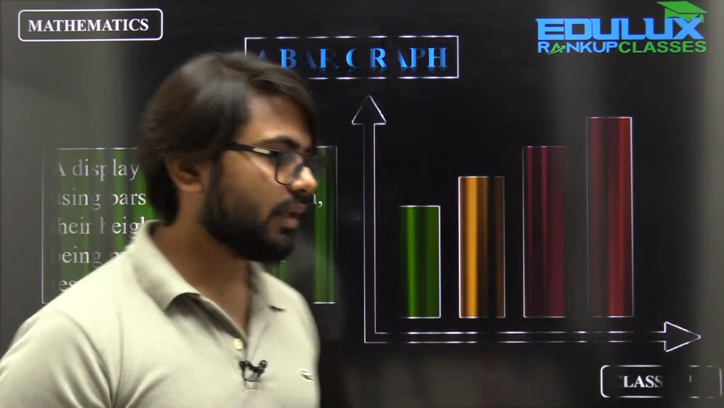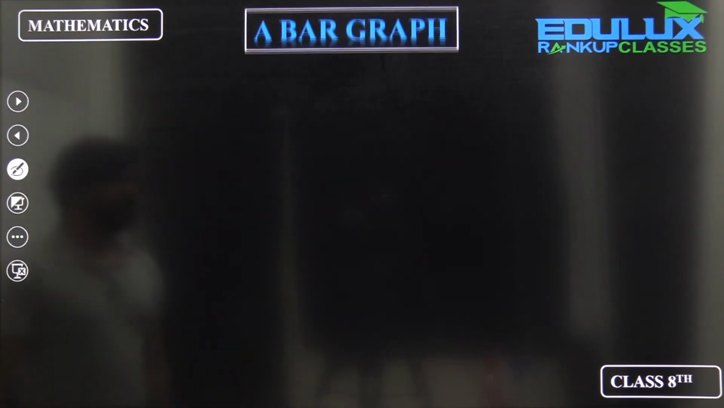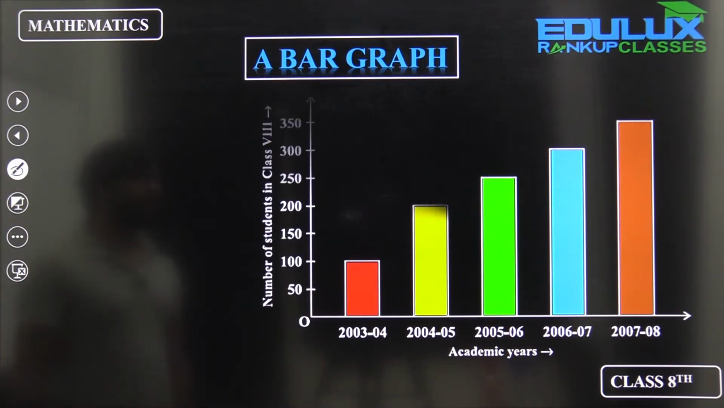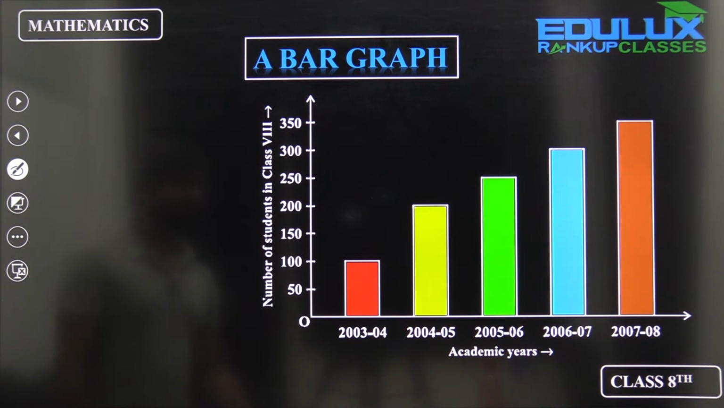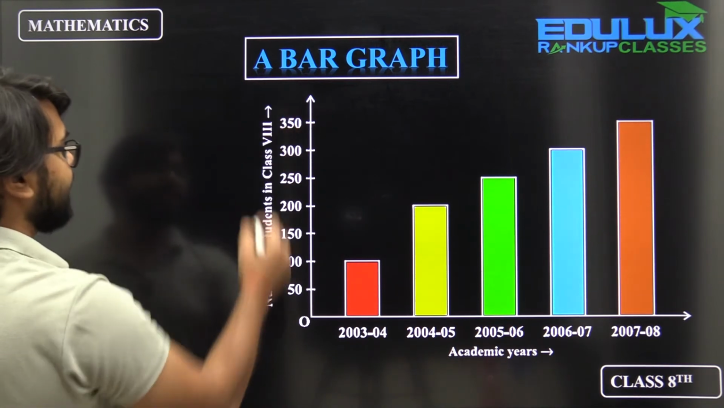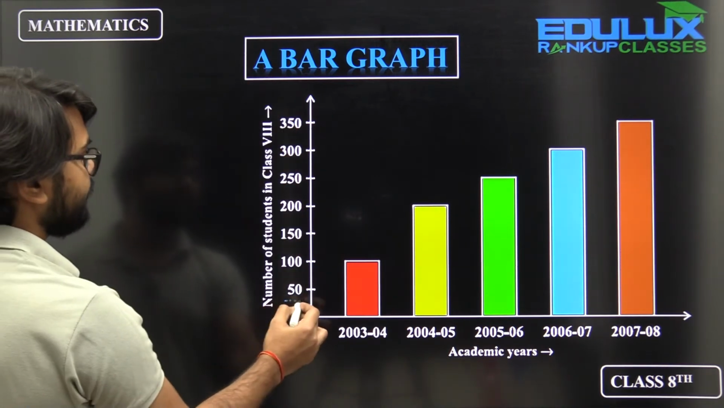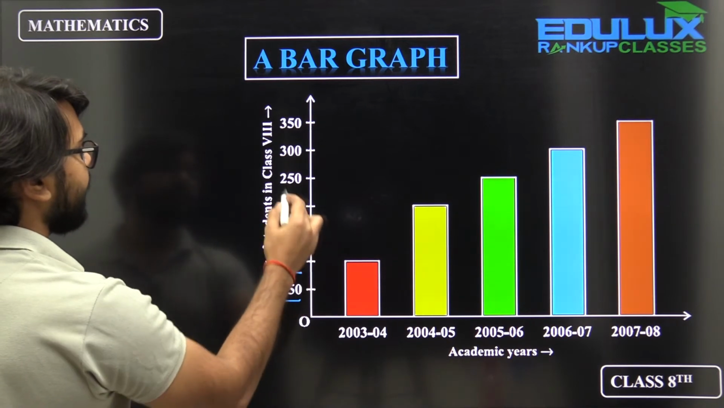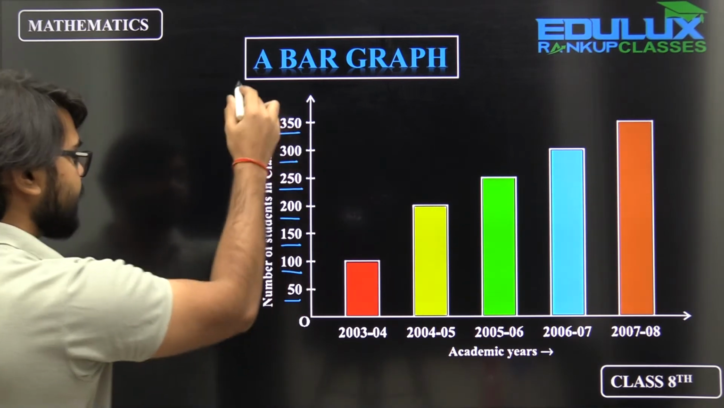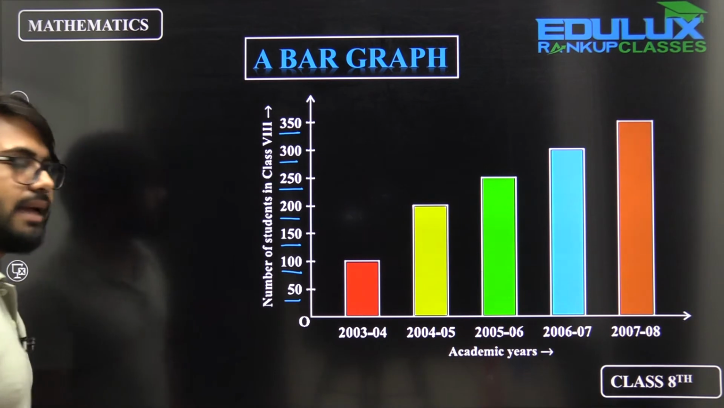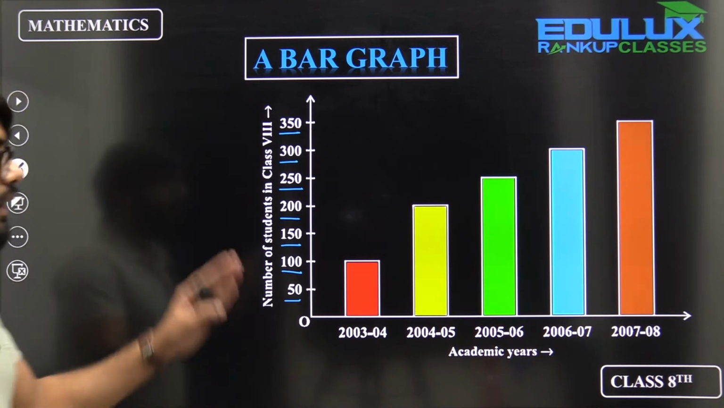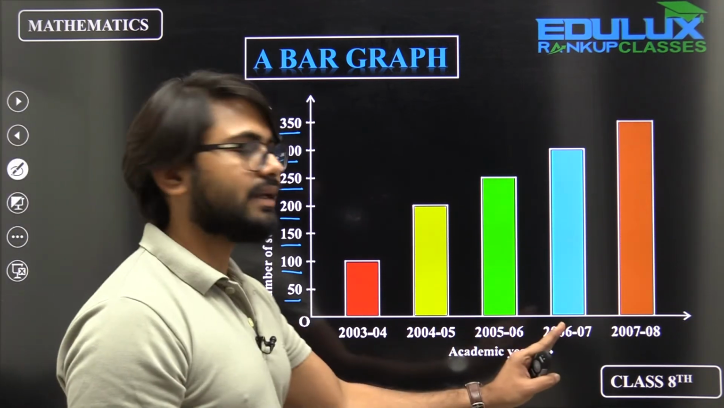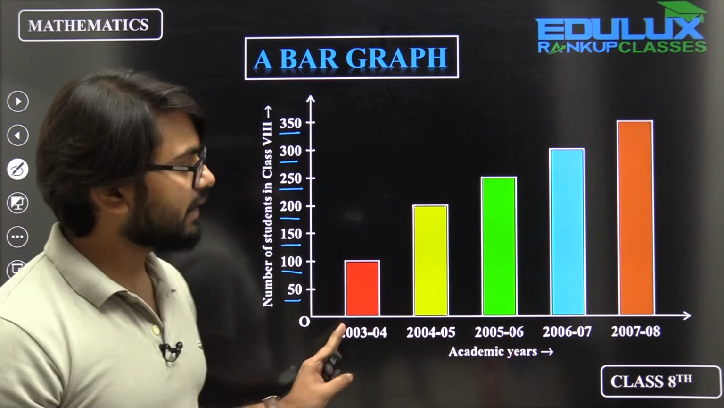Next, students, let us consider another example of a bar graph. The number of students in class 8 is given like this: 50, 100, 150, 200, 250, 300 and 350. So this is the number of students in class 8, and we have the academic year along this x-axis.